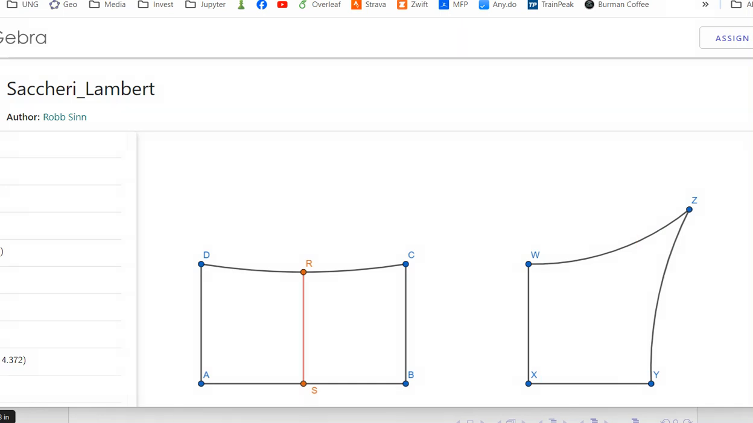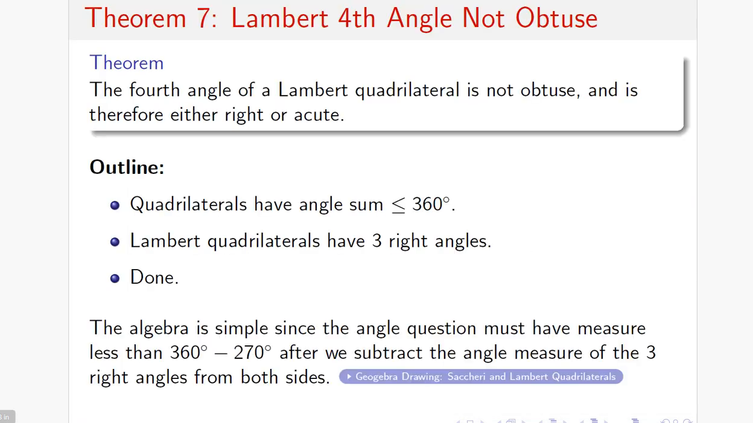So again, this proof is not a hard one. I don't even really know how to outline it. I've tried to do my best. But it really does just boil down to this: we know that quadrilaterals have angle sums less than or equal to 360, and then just do the math.